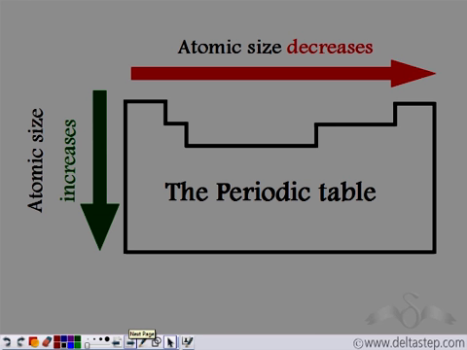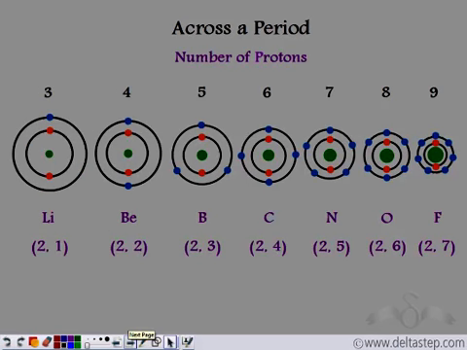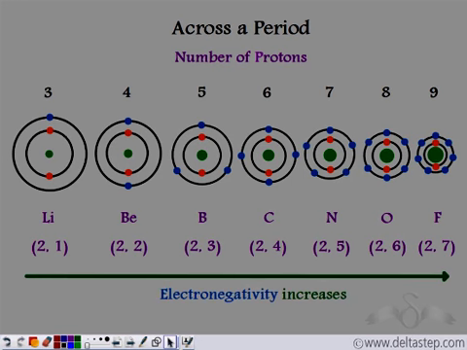In a periodic table, we know as we move from left to right in a period, the atomic size decreases. When we move from top to bottom in a group, the atomic size increases. So across a period, the atomic size decreases. As the atomic size decreases, the outermost shell is pulled closer to the nucleus. This leads to increased attraction of the electrons towards the nucleus, and hence the electronegativity, the tendency to attract the shared pair of electrons, increases as we move from left to right in a period.